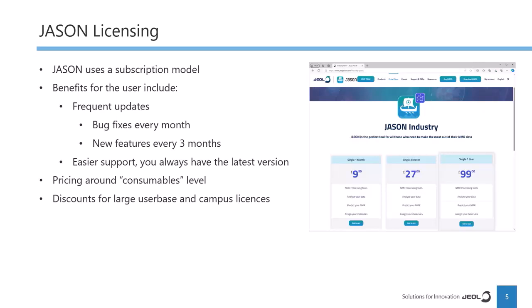We provide updates to Jason every 3 months, so new features are available every 3 months, and we release a bug fix version every month. So having the subscription means that you're always up to date, you've always got access to the latest features, and you always have access to a fixed version of Jason. From our point of view, it means it's easier to support our users. Our users are always available, always up to date with their software.